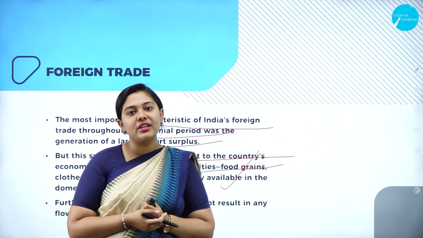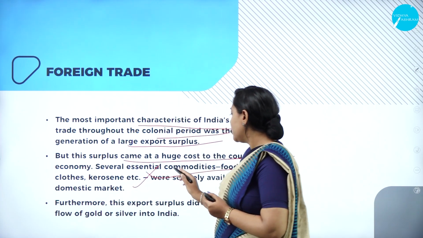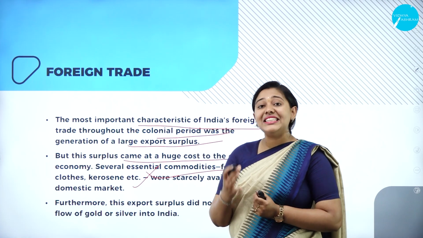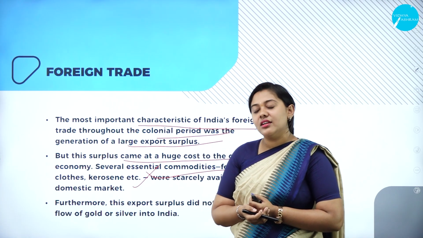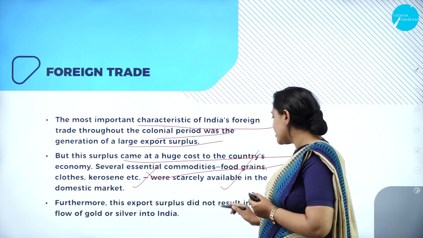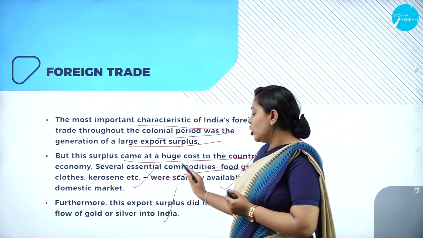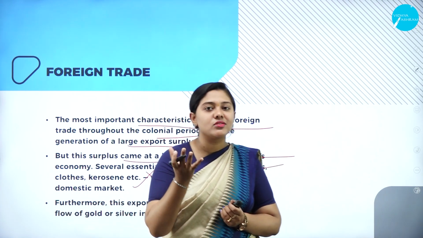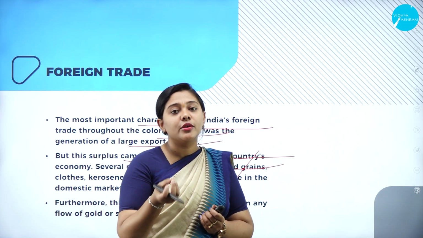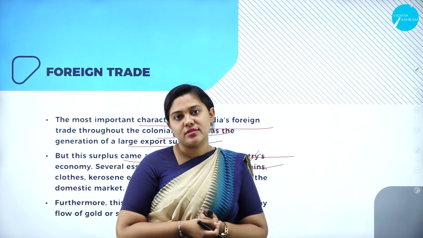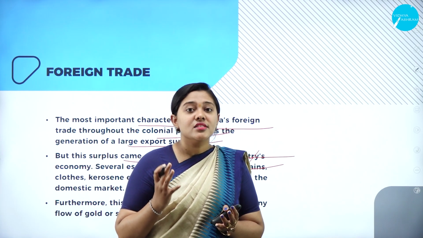So what was available here? Only essential commodities like food grains, clothes, kerosene were available in our country. Furthermore, this export surplus did not result in any flow of gold or silver to India. So there were a lot of resources, but only the food grains and basic essential commodities were with us. India was suffering a lot.